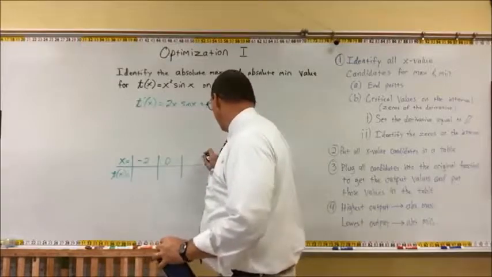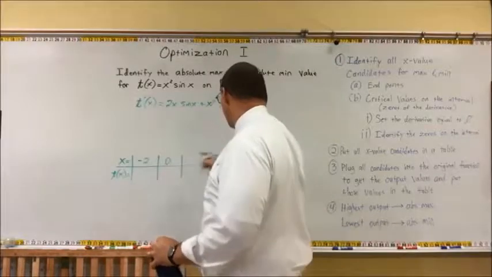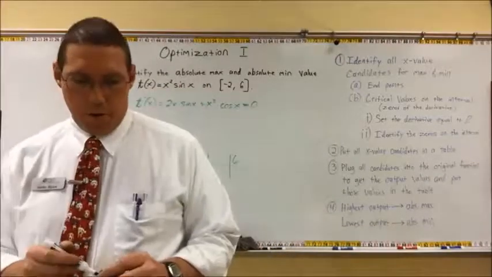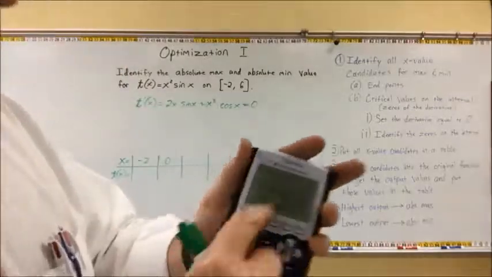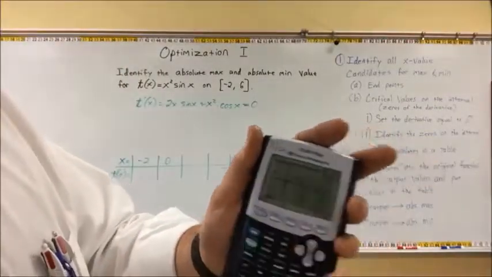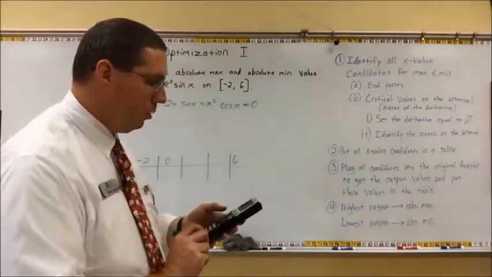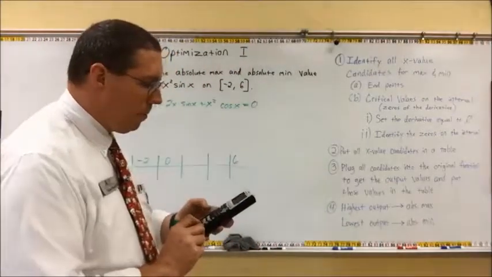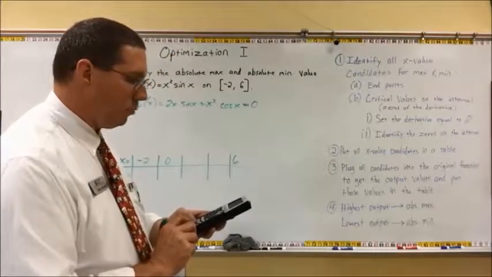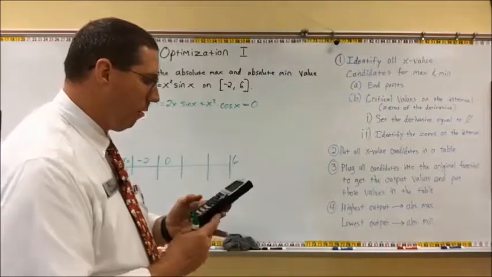And now we have 2 more critical values. So a total of 5 critical values. Now we need to find this one right here, and we need to find this one right here. So 2 more zeros. So we go second calc, option 2. The first one looks like it's between maybe 2 and 3. Left bound 2, right bound 3, enter.